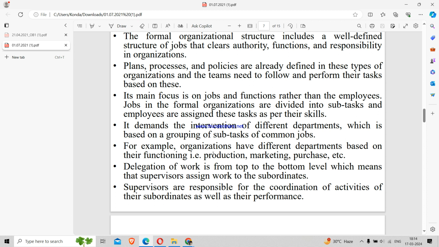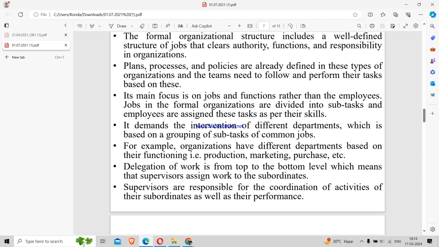Next, for example, organizations have different departments based on their functioning, like production, marketing, purchase, etc. These particular departments have their own responsibilities, and accordingly they perform them.